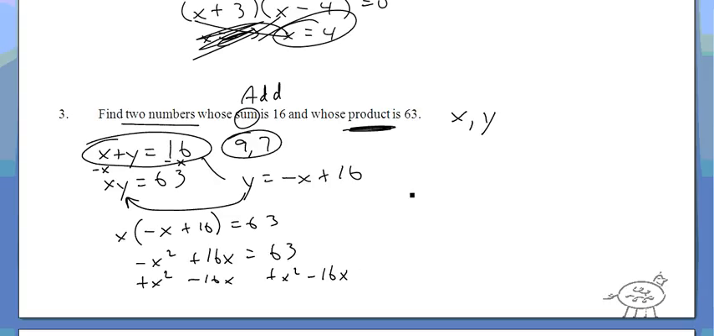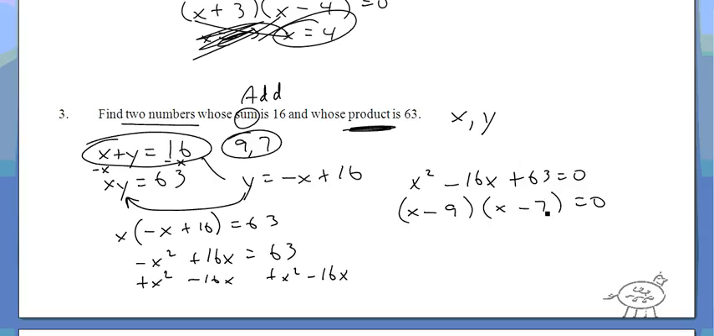That gives me x squared minus 16x plus 63 equals 0. All right, so now all I have to do is just factor this. I get x and x, and this one's pretty mellow. What's 63? Well, first of all, it's negative, and it's 9 and 7. 9 times 7 is 63. And we solve each one of these. I get x equals 9, x equals 7.